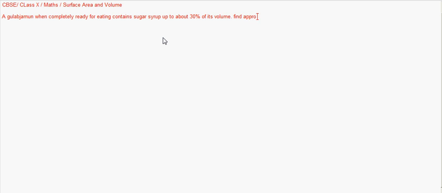Find approximately how much sugar syrup would be found in 45 gulab jamuns, shaped, the shape of it is quite important, like a cylinder with two hemispherical ends.